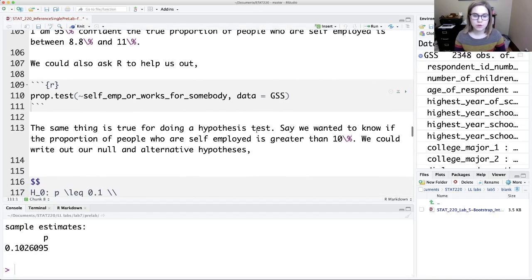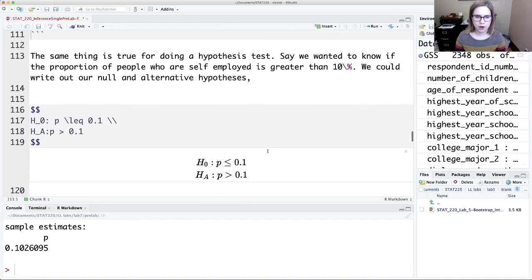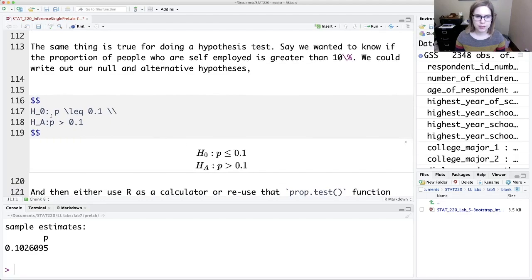And the same thing is true for doing a hypothesis test. So that was for our confidence interval. If we wanted to do a hypothesis test, we wanted to know if the proportion of people who are self-employed is greater than 10%. We could write out our hypotheses. And again, I'm using LaTeX. P, I'm using \leq to mean less than or equal to. And then here I've got P greater than 0.1.